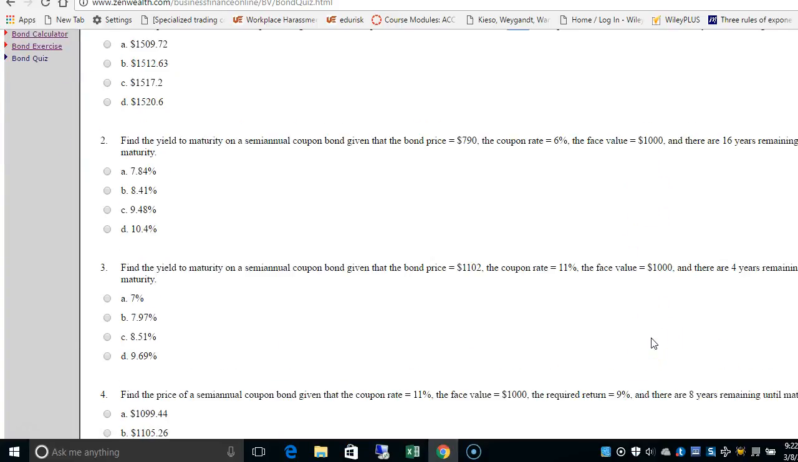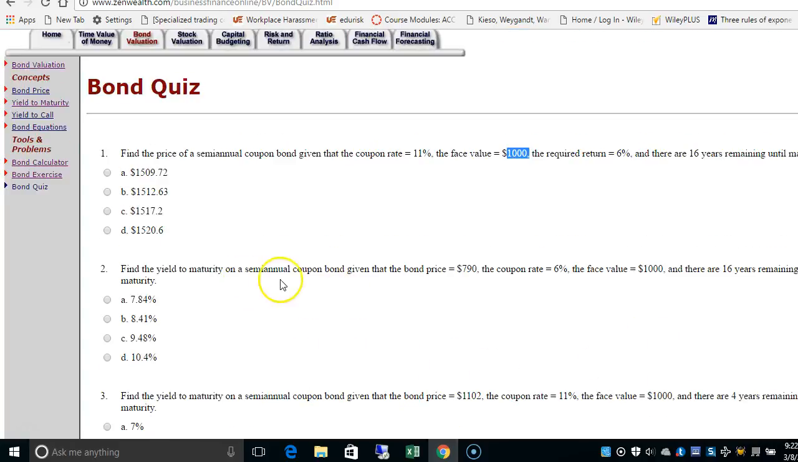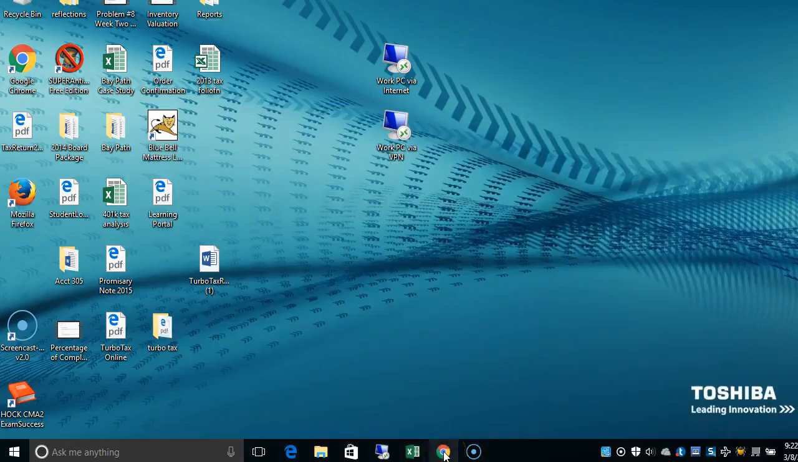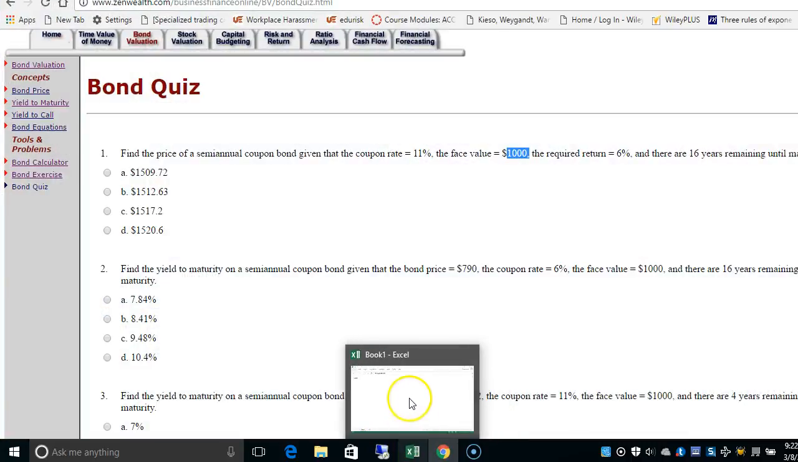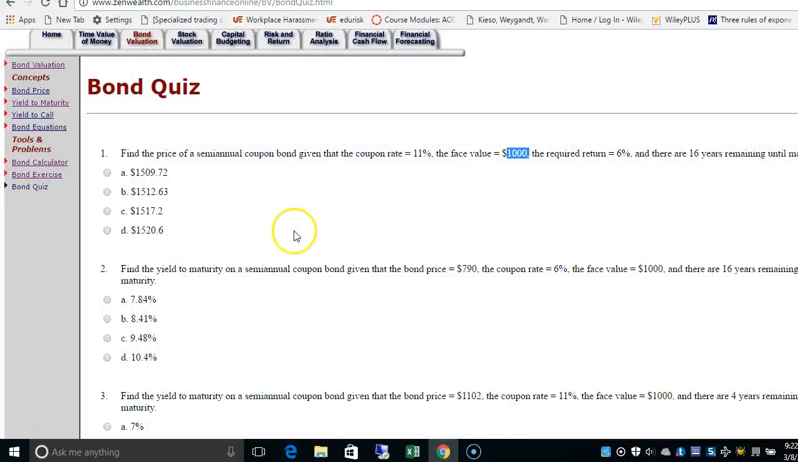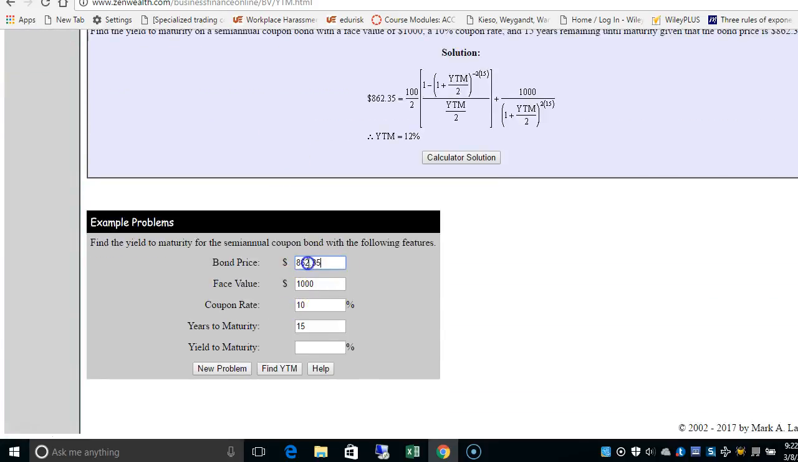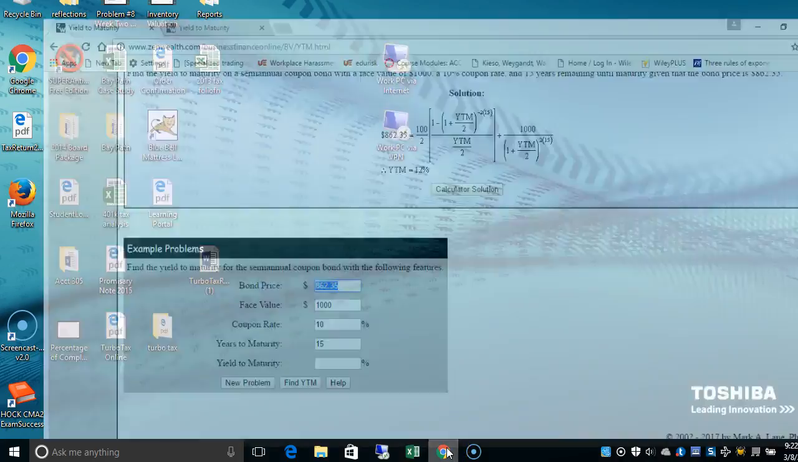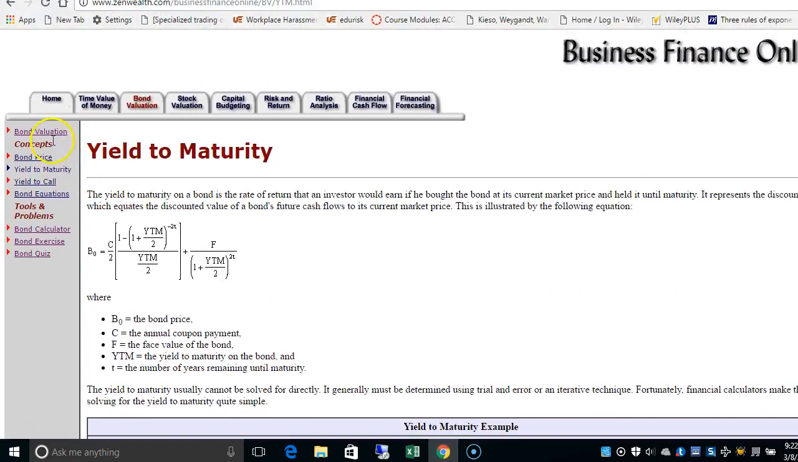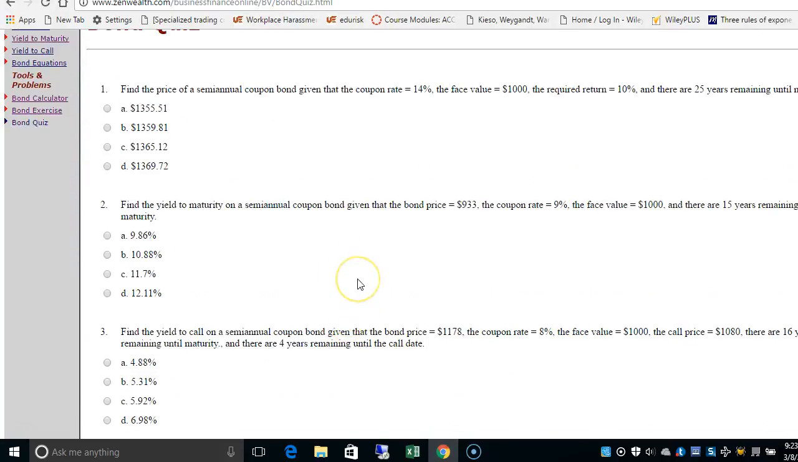Here's another bond problem. Find the yield to maturity on semi-annual coupon bond, given that the bond price is $7.90, the coupon rate is 6%, face value is $1,000, and there are 16 years remaining. So if we go to our bond calculation, if we go back to our quiz and write these down.